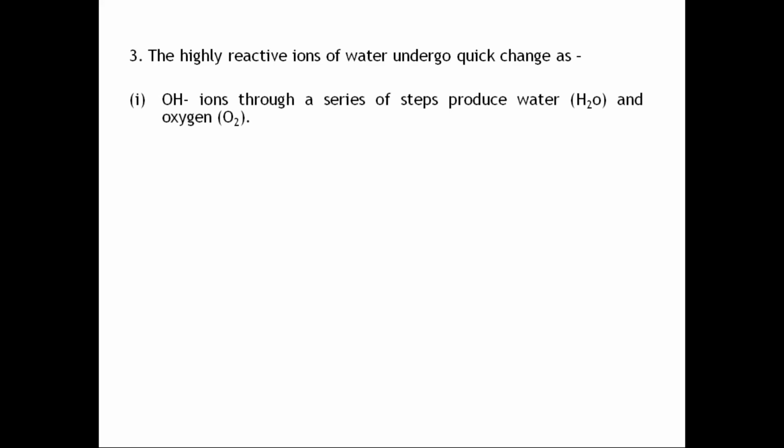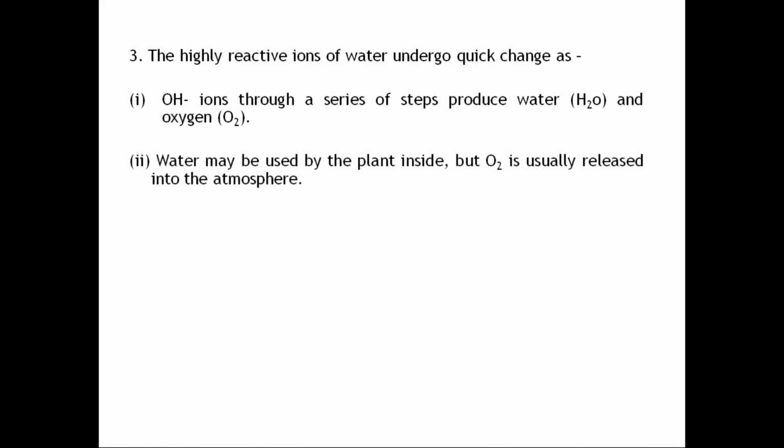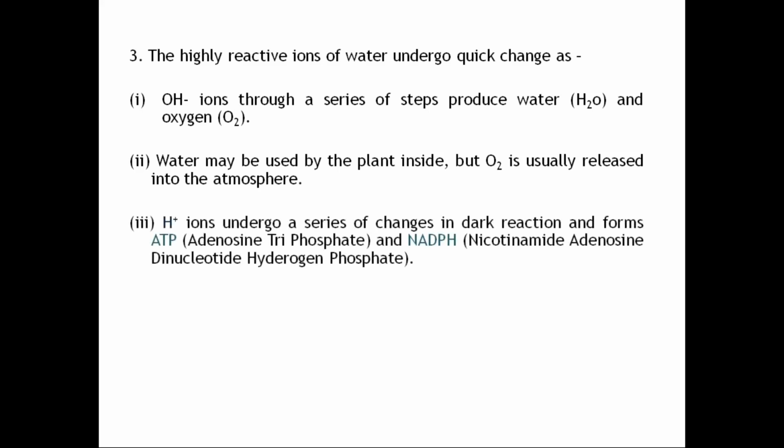Step 3. The highly reactive ions of water undergo quick change as OH minus ions through a series of steps produce water and oxygen. Water may be utilized by the plant inside, but oxygen is usually released into the atmosphere. H plus ions undergo a series of changes in the dark reaction. Compounds that can trap energy like ATP and NADPH are formed at the end of the light reaction. These are called assimilatory powers.